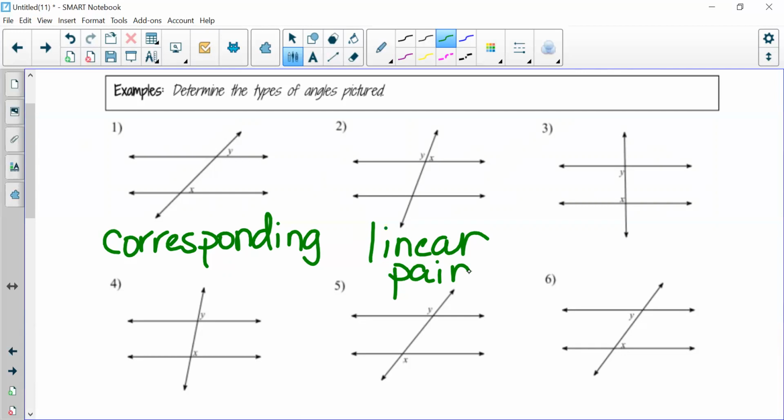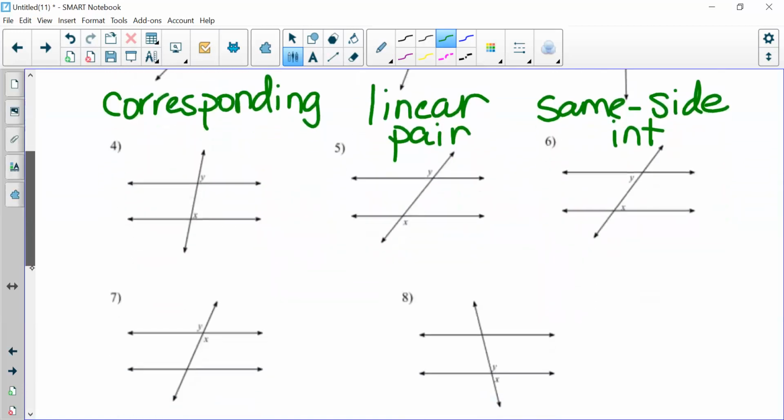Y'all, number 3. What's the relationship? Same side interior. If you ever see the word consecutive interior, y'all, it's the same thing as same side. On some resources, you'll see consecutive instead of same side. As my granny say, same difference.